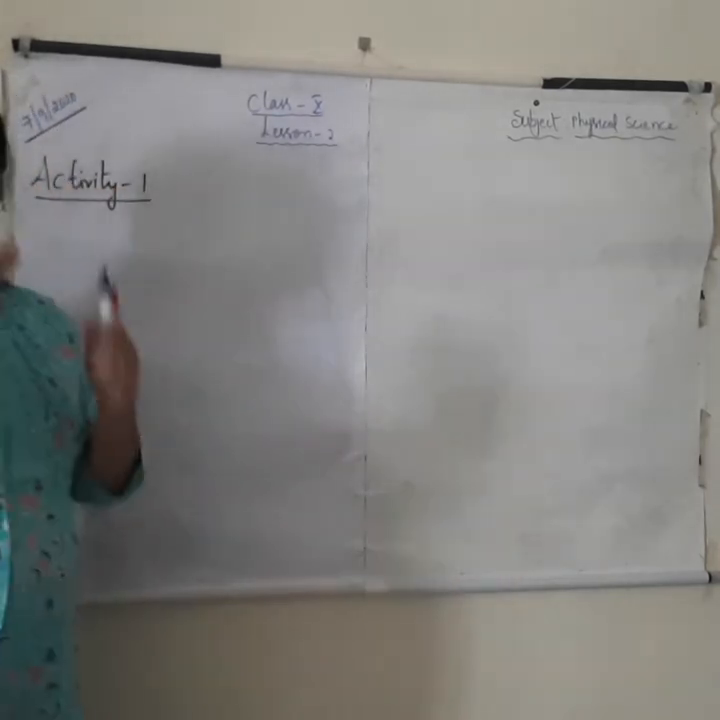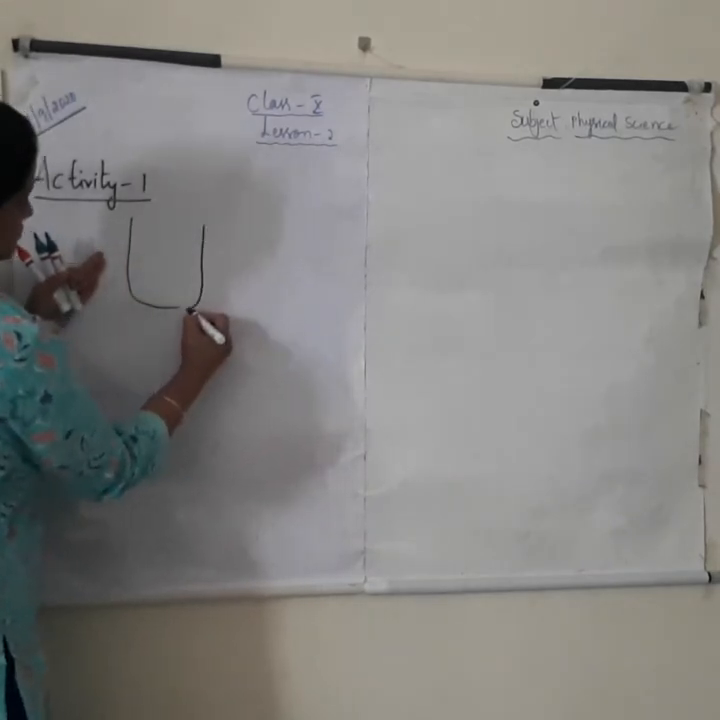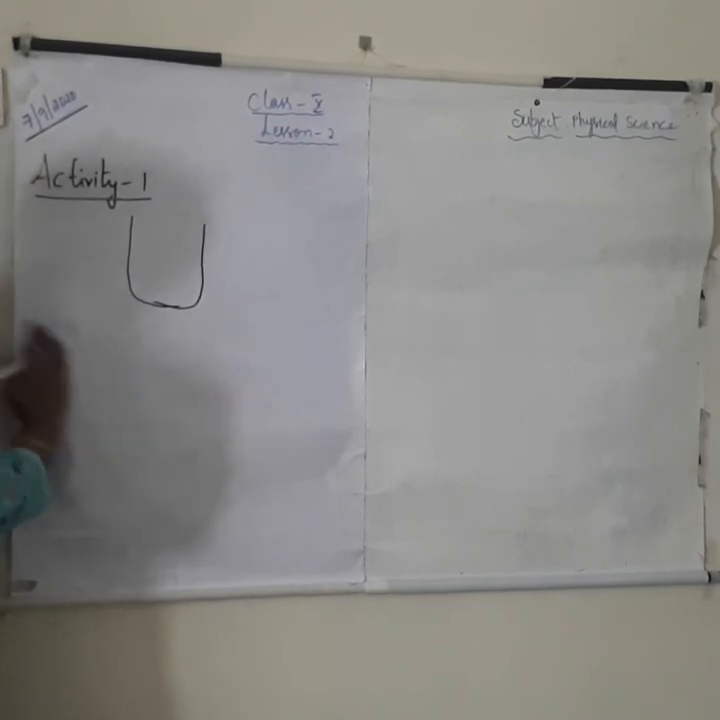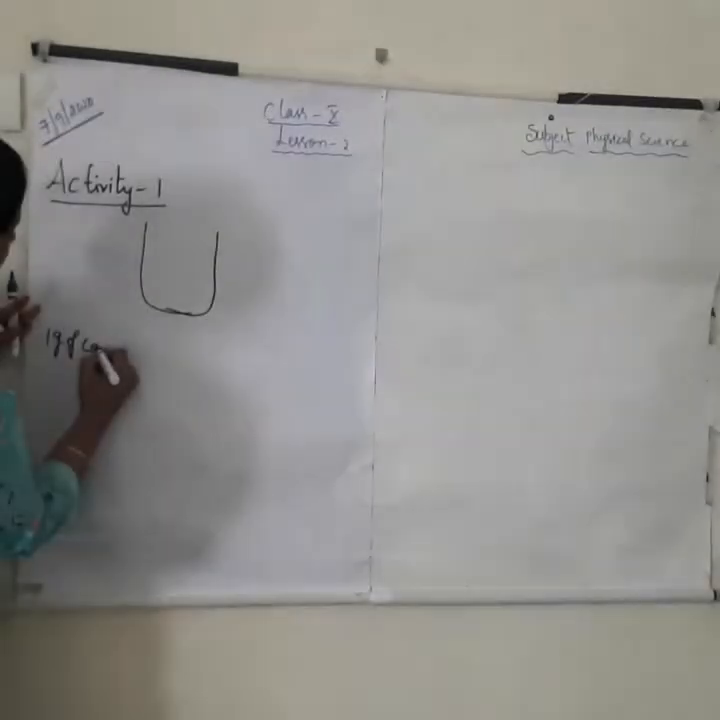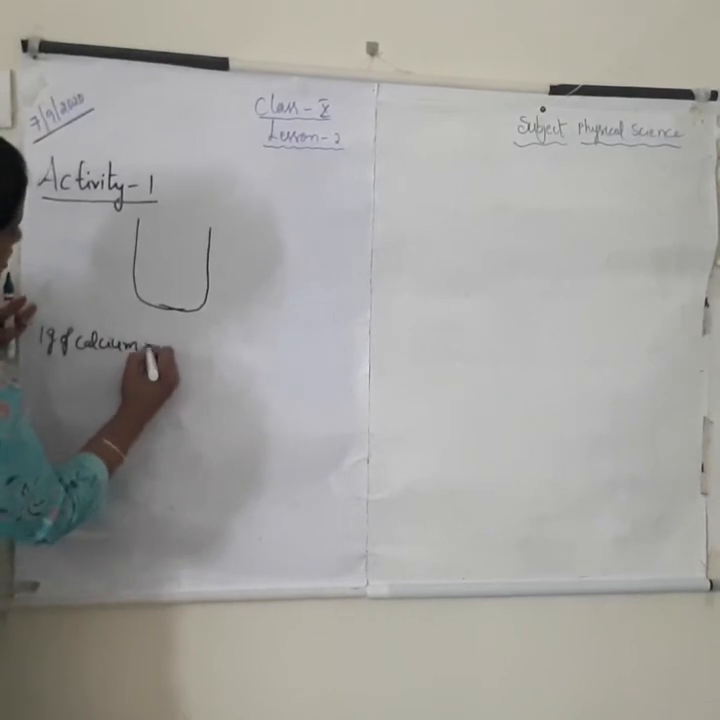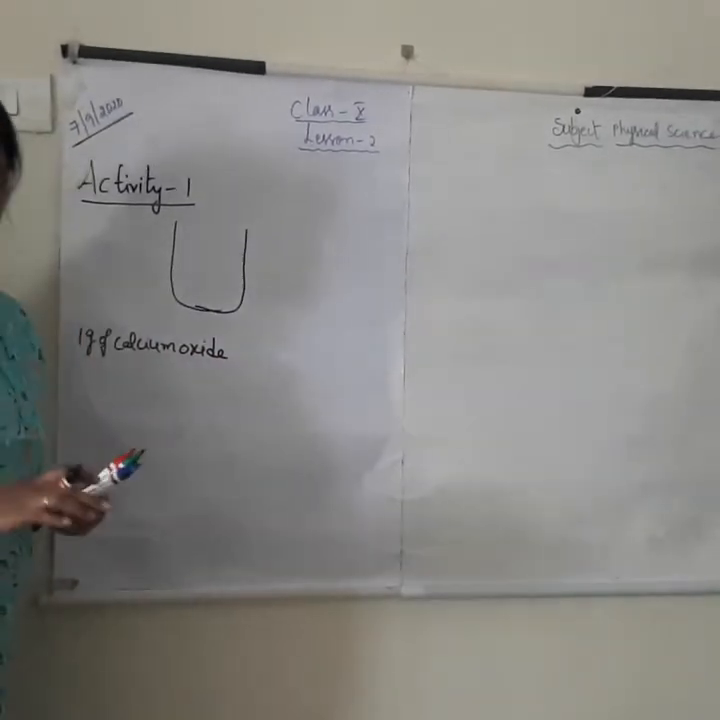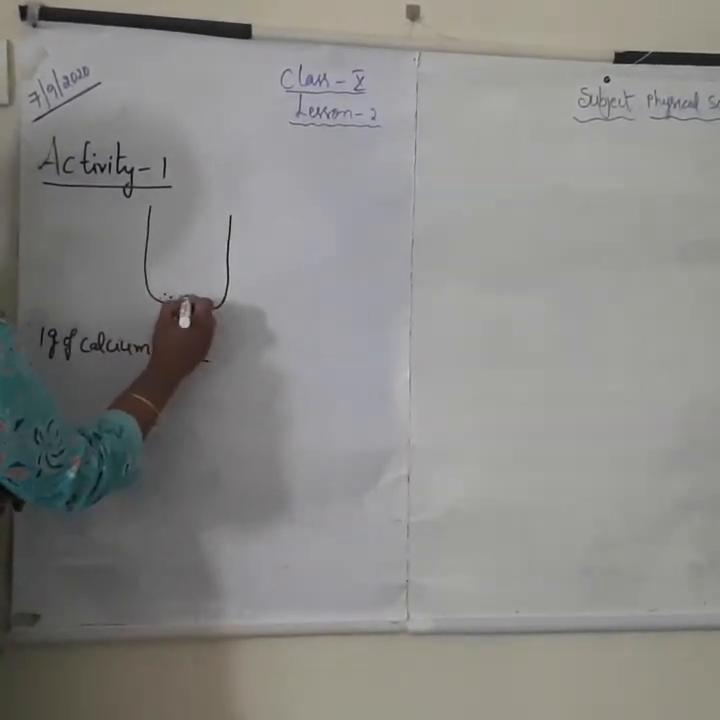first you take a beaker. In that beaker you take 1 gram of calcium oxide. If you cannot see, I'll write it. You take that chemical and take it into the beaker. 1 gram of calcium oxide powder.